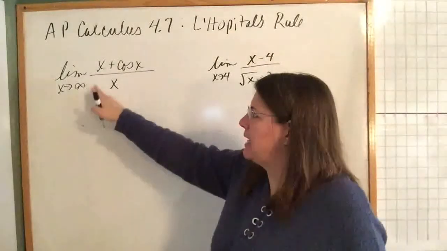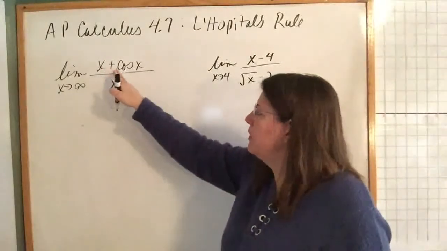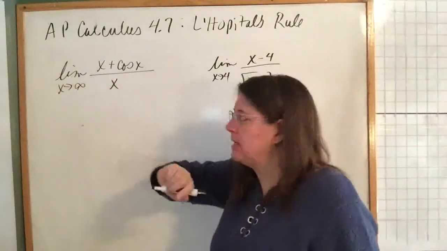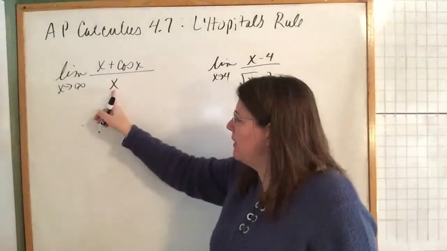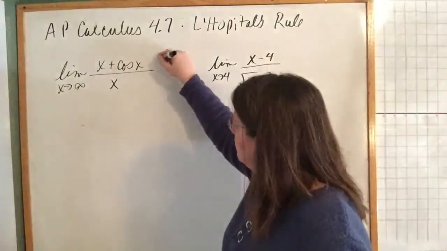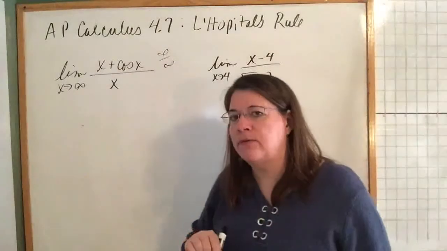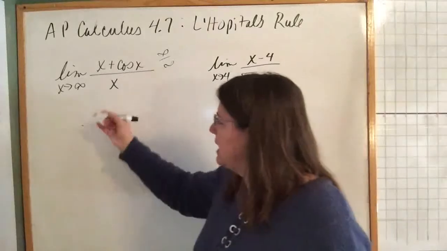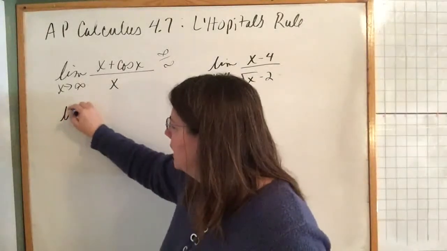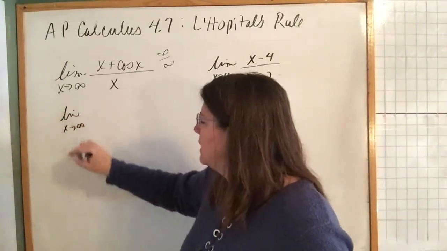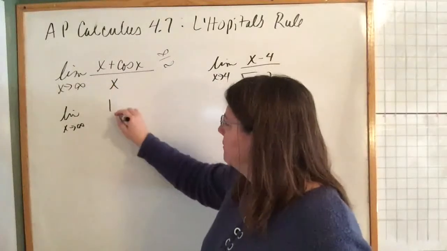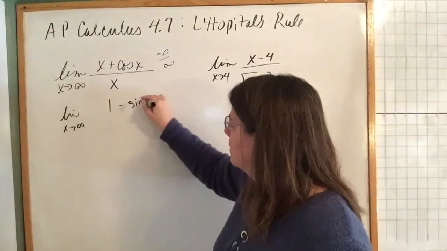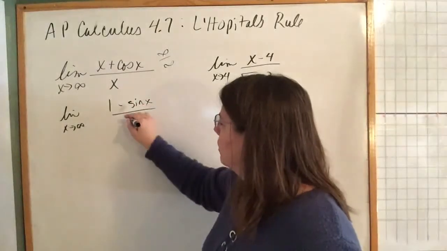If I plug infinity in, I have infinity plus cosine of infinity. Well, infinity plus anything is going to be infinity. And then that's over infinity. So that is the situation, infinity over infinity. So we're going to try to use L'Hopital's rule to see if we can get this one to work out. So if I take the derivative of the top and the bottom, the limit as x approaches infinity, the derivative of x is 1. The derivative of cosine x is negative sine x. And that would be over 1.